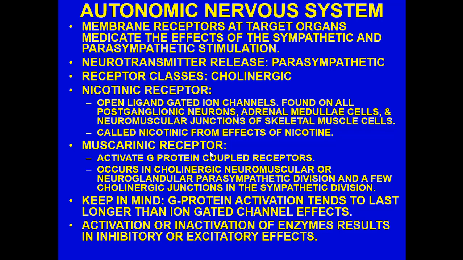Now, muscarine is from a poisonous mushroom. It activates G protein-coupled receptors, occurs in cholinergic neuromuscular or neuroglandular parasympathetic division. You'll find those in the cells, and a few cholinergic junctions in the sympathetic division.